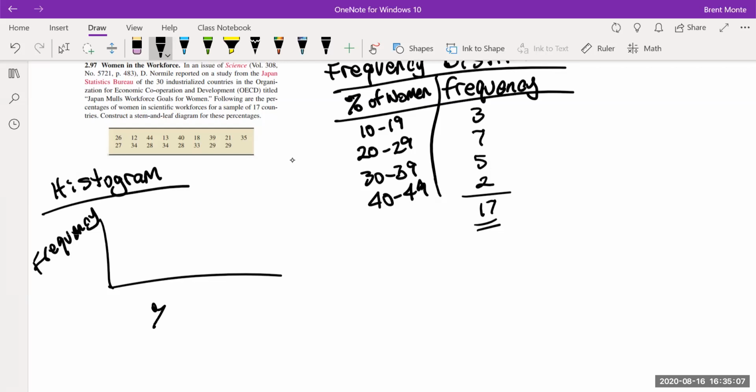And we'll do percentage of women down here. And often they'll just put the whole thing, 10 to 19. Sometimes they'll just put the lower bound. They'll say, oh, the 10s, and they put it on the left side. I like to show the whole thing, even though these are going to be awfully wide bars. 20 to 29, 30 to 39, and 40 to 49.